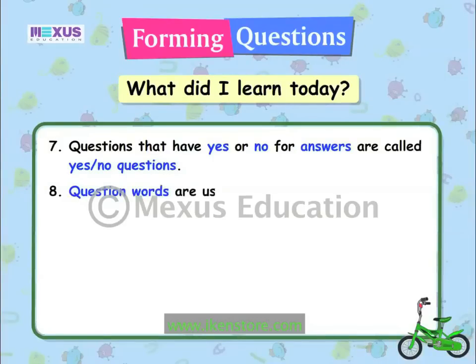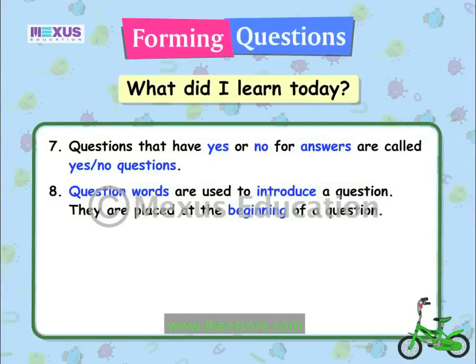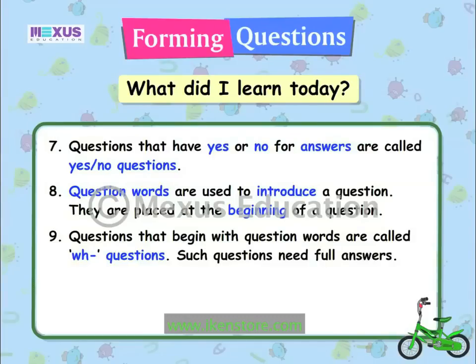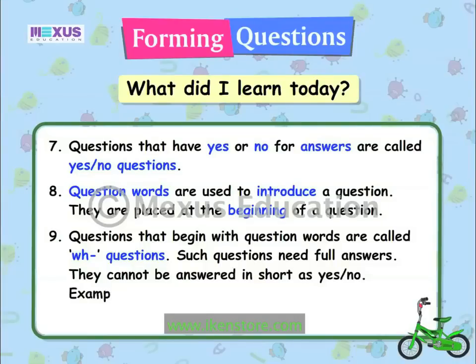Question words are used to introduce a question. They are placed at the beginning of a question. Questions that begin with question words are called WH questions. Such questions need full answers. They cannot be answered in short as yes or no. Examples: who, what, which, when, where and why.